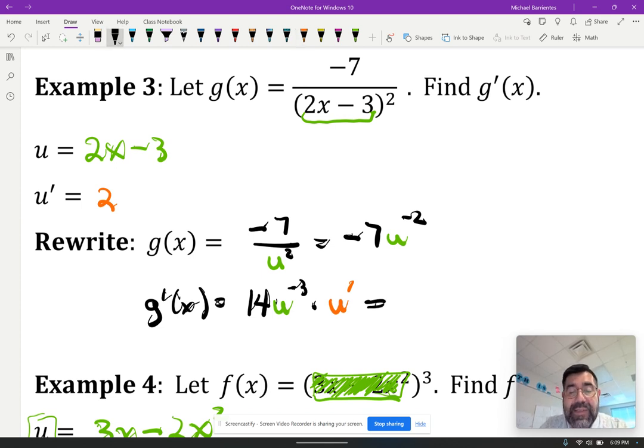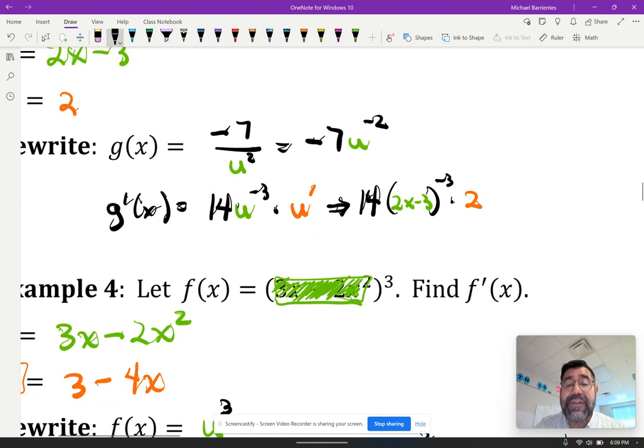Now let's replace things. That would be 14 times 2x minus 3, everything to the -3 power, times the derivative of the inside, and the derivative of the inside was 2. That should be 2x minus 3. Oh no, I was trying to make it look a little bit clearer. That is 2x minus 3, and then there was a parenthesis here. That's my derivative. I got my derivative using the chain rule.